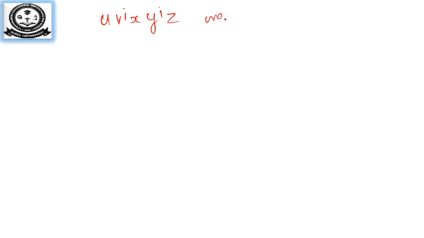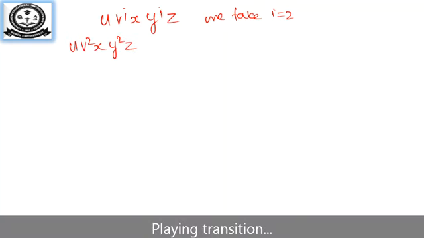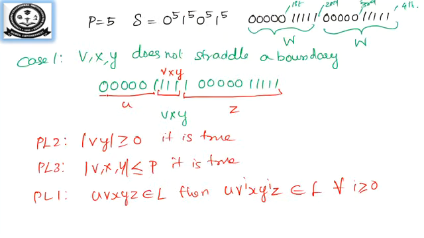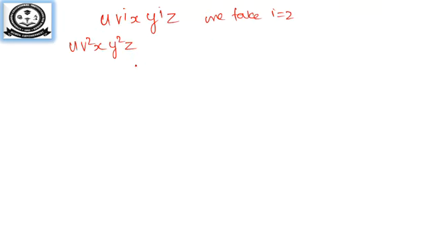We'll take i equal to 2. That means u v^2 x y^2 z. Now what is u? U is 0^5 1. So we will write it over here: 0, 0, 0, 0, 0, 1. And v, x and y are 1. So this is u. V is 1, so you will take v squared. And x is 1, so this is x. And y is again y squared. And what will be z?